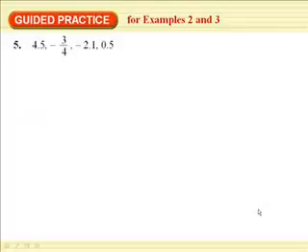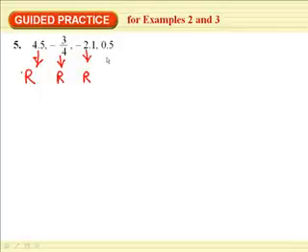Alright, so let's check this out. Number 5. This one. Find my pin. We're 4.5. Okay? It is not a whole number. It is not an integer. It is a rational number. -3/4, not a whole number, not an integer. It is a rational number. -2.1, not a whole number, not an integer because of the 0.1, but it is rational.